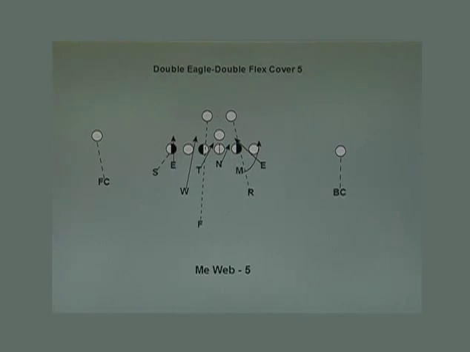Some examples here. Me-Web 5. We've got Me over here. We've got Web, which tells Ted to go through the strong side A-gap and tells the free safety. Now, if they were to go four-wide, the free safety would just adjust. He would not adjust. Rover would adjust, and the stud would adjust, and the free safety would cover the ace back.